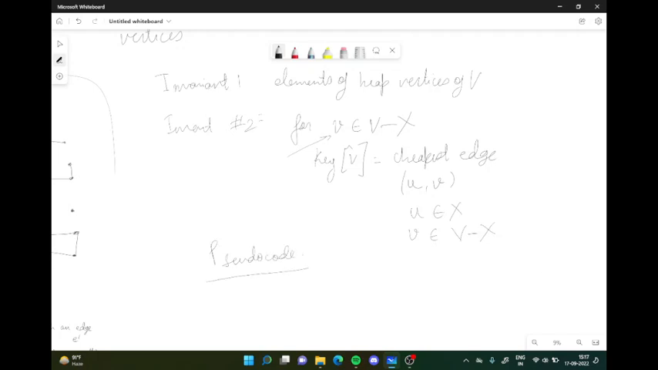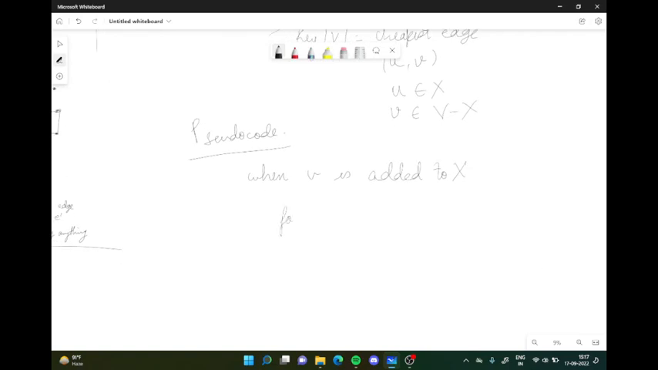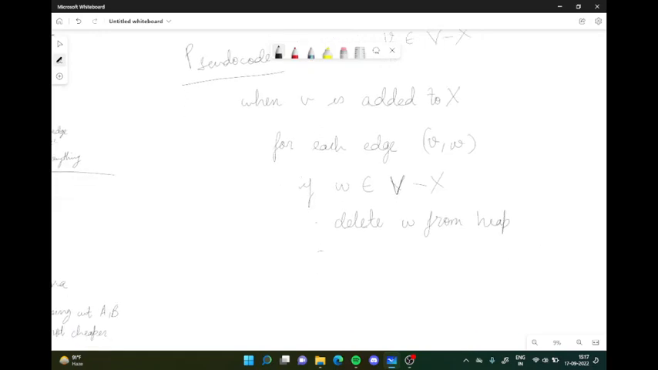Pseudocode for this heap operation. So when v is added to X, for each edge vw, that is, edges that are incident on v, if w belongs to V minus X, that is, w was outside the frontier, delete w from the heap, recompute key of w, and reinsert. Right? So here's the idea.